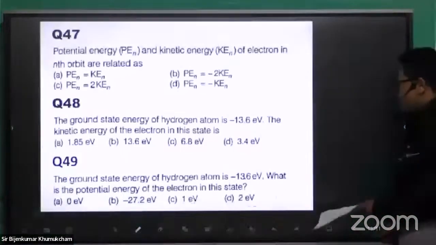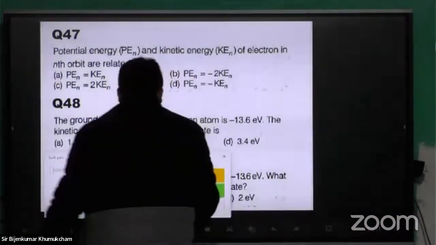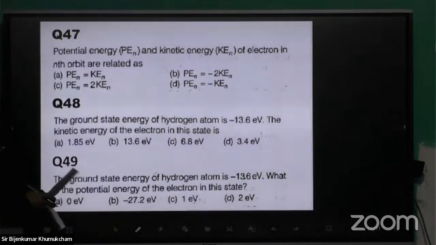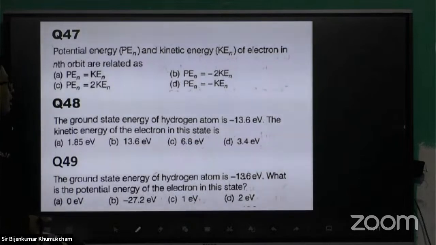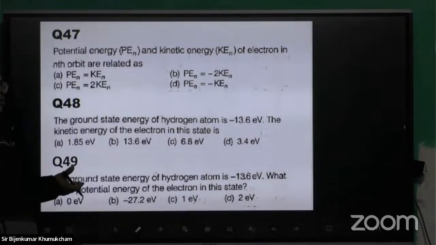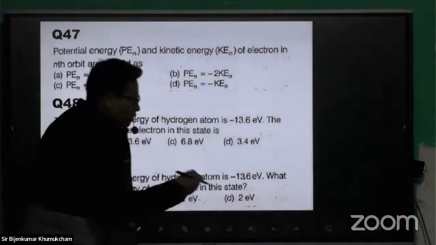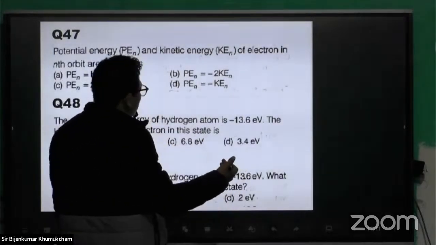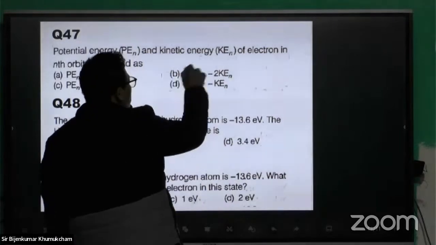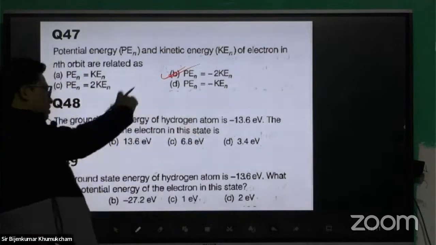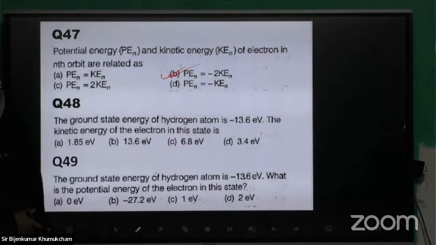Next question. Potential energy and kinetic energy of electron in inner orbit are related. Potential energy equals minus, kinetic energy equals minus U by 2.